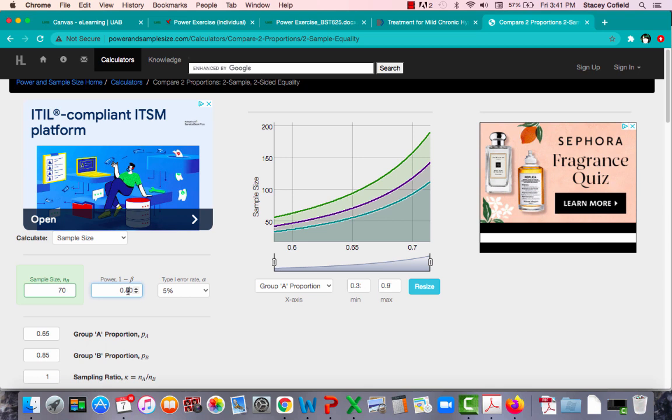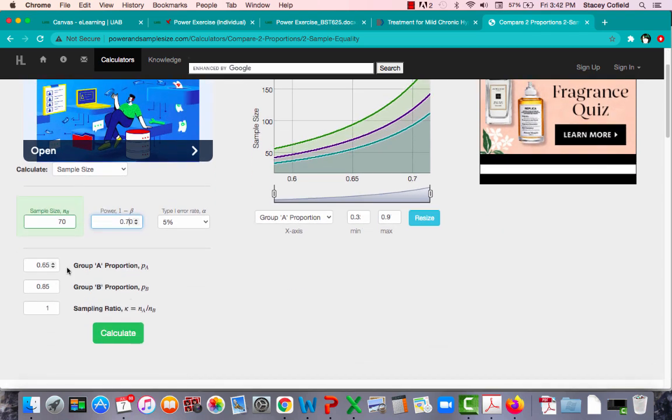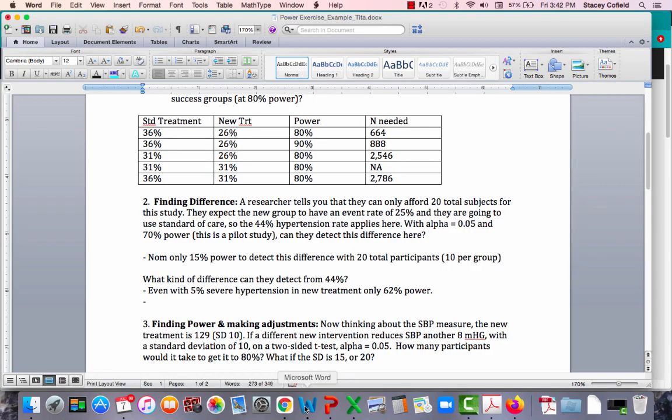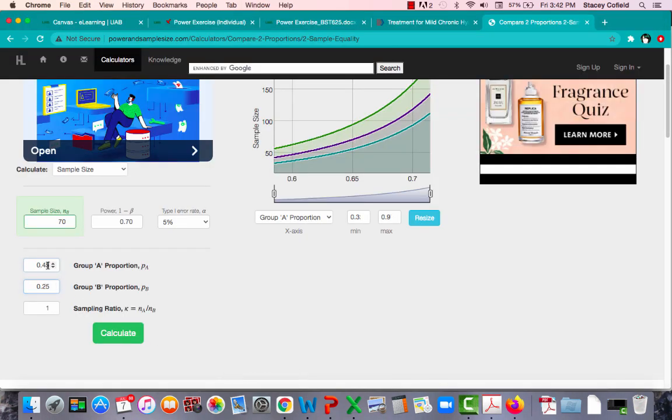So I'm going to change my power to 70%. And group A is at 45. And I think this is going to be 25. Is that right? 44% and 25. So let's go back here and do 44% and 25.